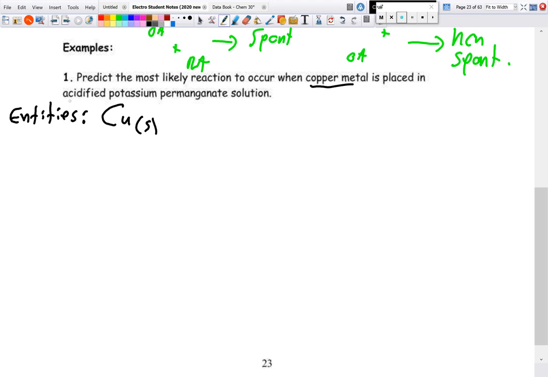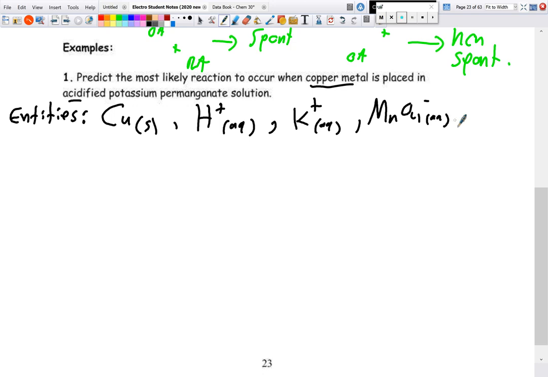Now next, placed in acidified. Acidified means we have H+. Now, potassium permanganate solution. Just remember, solution means that there's H2O, but the fact that we have a potassium permanganate solution means that it is an ionic compound that is dissociated. So we dissociate all highly soluble ionic compounds into our potassium ion and our permanganate ion. And then, of course, because it's a solution, we have H2O liquid present. So that is step 1 in our 5-step method, writing out all the entities.